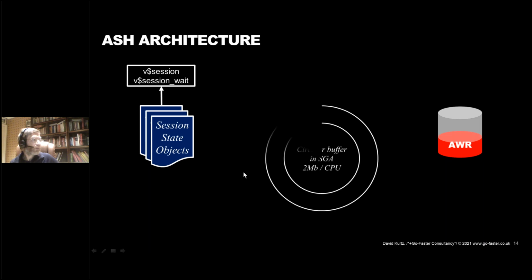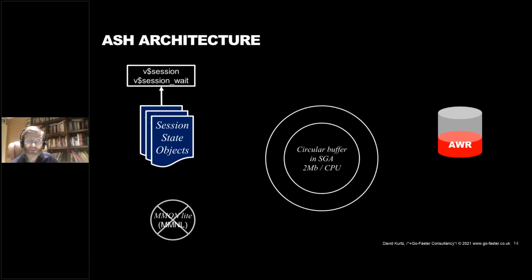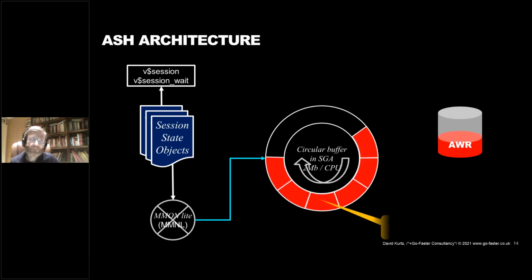So when ASH was implemented, they architected an in-memory buffer. And they talk about this as being a circular buffer, and it was sized at 2 megabytes of memory per CPU. And they introduced a new process, MMNL (MMON Lite), and the job of MMNL is to read that session state object and write it into the circular buffer. And it just goes round the circular buffer, round and round, until it overwrites what's there before. Like that. The writer goes one direction and the readers go the other direction.